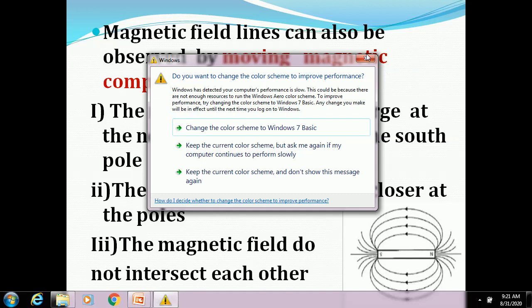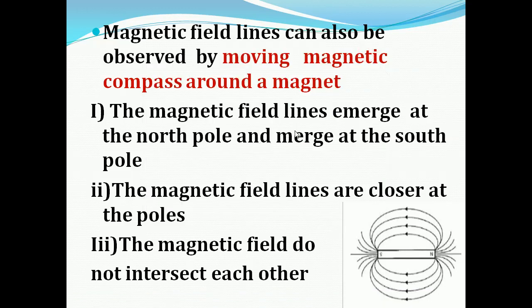So these are the properties of magnetic field lines. Very important 3-mark question. What are the properties of magnetic field lines? Magnetic field lines emerge at the north pole and merge at the south pole, magnetic field lines are closer at the poles, and magnetic field lines do not intersect each other.